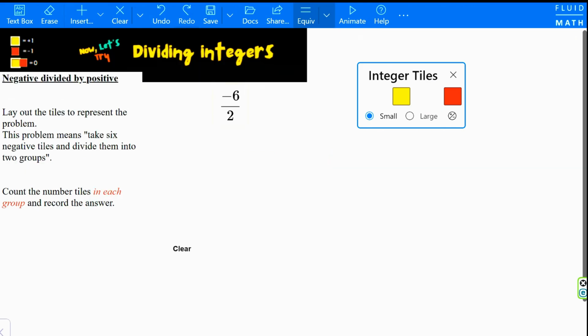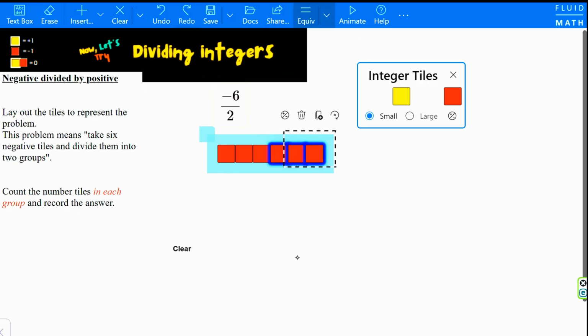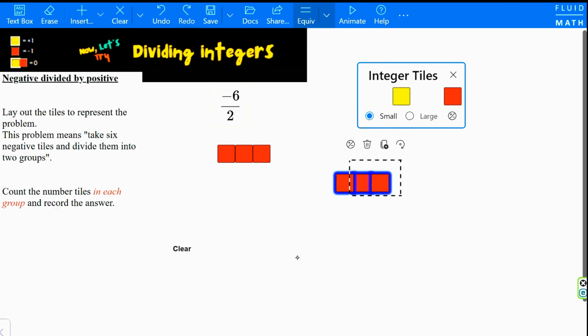Let's apply this to something a little different. Now we have negative 6 over 2, which means I start with negative 6 and I'm going to put it in 2 groups. Let's do that, starting with negative 6. And now I'm going to put this into 2 groups. So I'm going to select these and split them into 2 groups. And now that I've split them into 2 groups, each group has 3. And this time, my value is going to be negative 3.